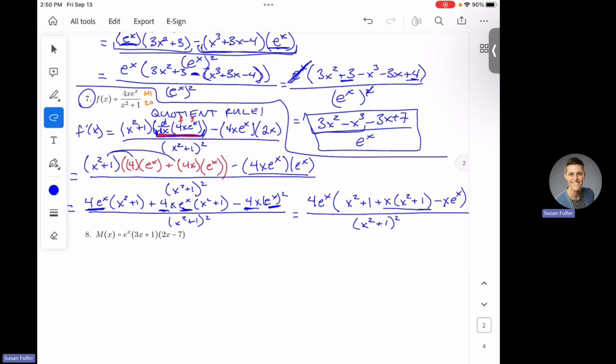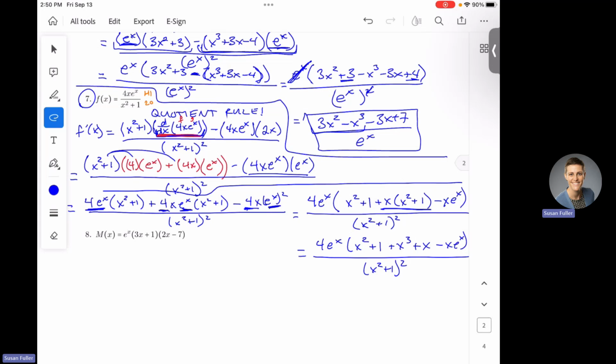And the only thing here is I'm going to make sure I don't have any like terms in there. 4 e to the x times x squared plus 1 plus x to the third plus x minus x e to the x, all over x squared plus 1 squared. Yeah, I don't have any like terms. I really didn't get any simpler here. So because nothing simplified or combined, I would take any of these because they are algebraically equivalent. Nothing canceled. It was just factoring things out or multiplying things. So I'll take any of those, and your teacher will as well.